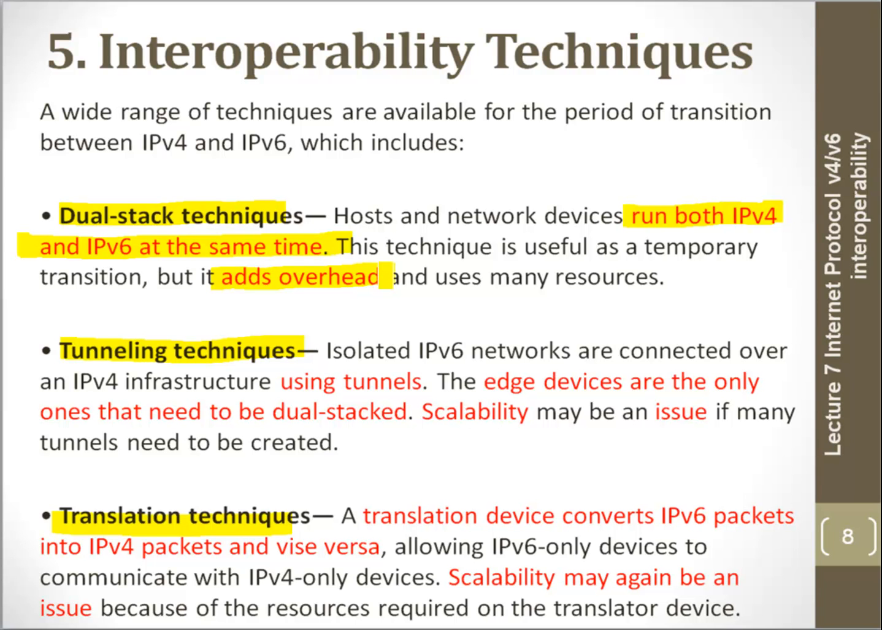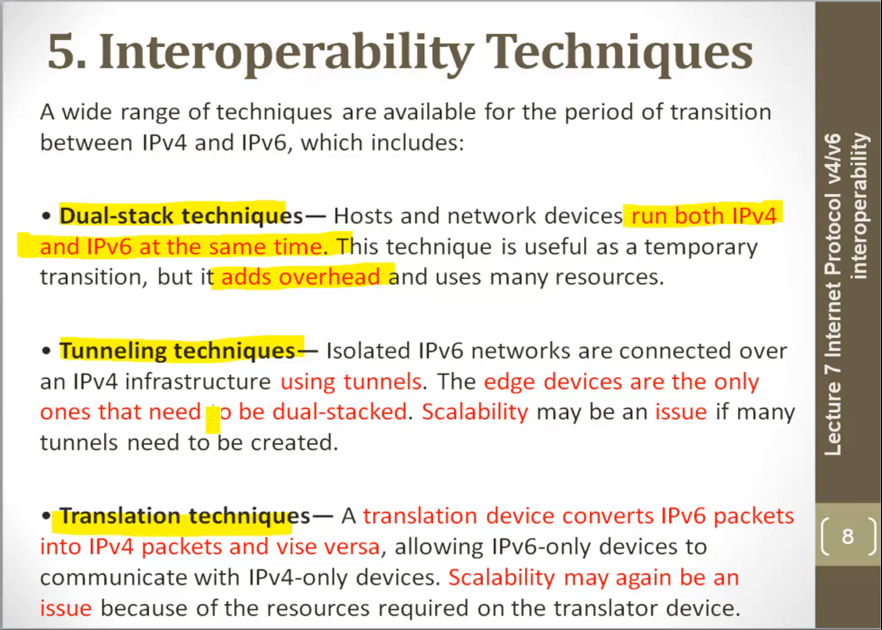Now, this is a temporary solution. It is not going to be a permanent solution. Dual stack is not a permanent solution. If you are using dual stack, you are doing a particular job twice. In IPv4 you do the same thing, and in IPv6 you do the same thing, so it is unnecessary. You can remove any one, either 6 or 4. Using both increases the overhead, and many resources will be wasted. This is one of the drawbacks, but we are going to see the other drawbacks of dual stack in the coming slides.